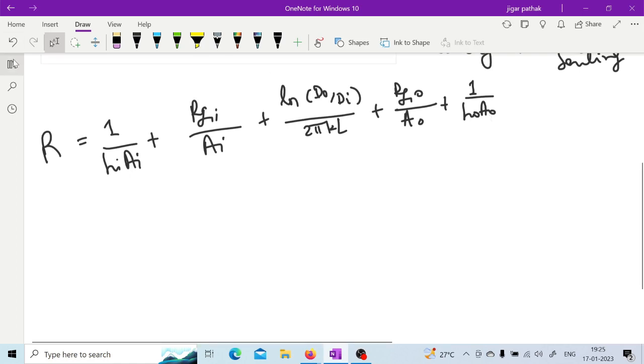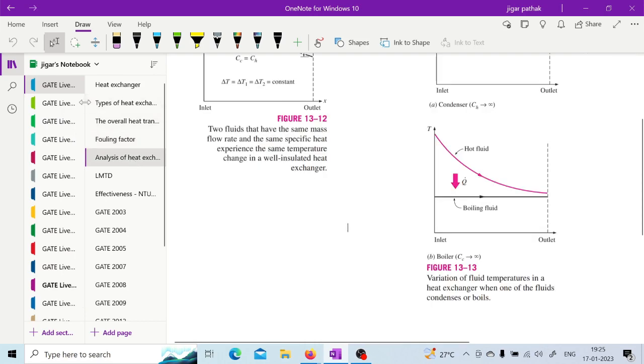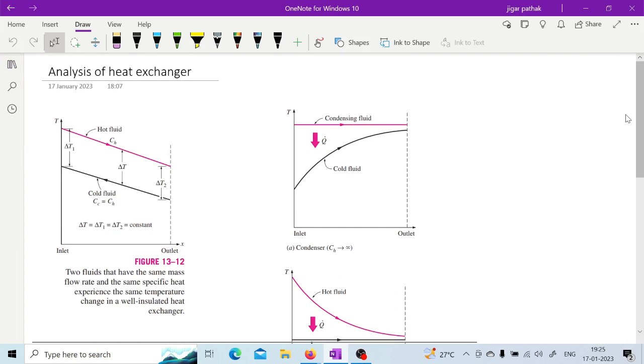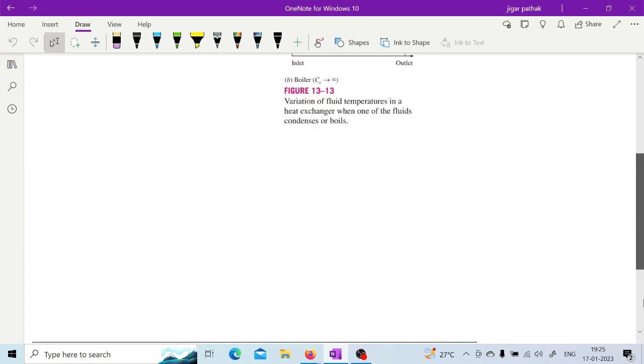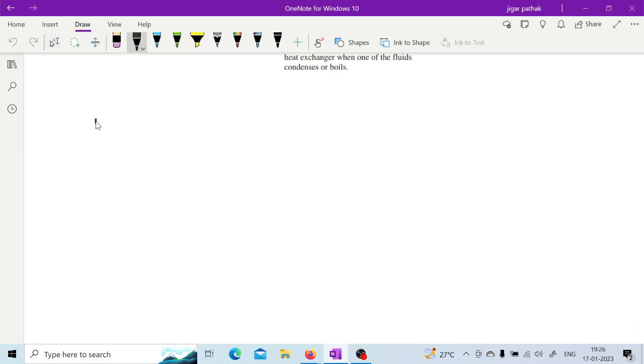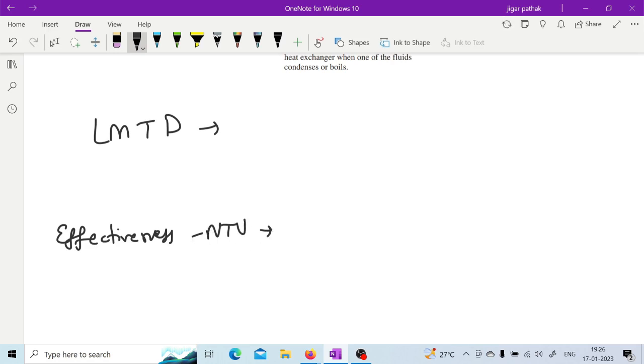So once you have an idea about this, then we can go to the analysis of heat exchangers. Before going to the graphs, first let us see what the analysis of a heat exchanger is. Generally two methods are used for analysis of heat exchangers, that is the LMTD and the effectiveness NTU method, right? These two methods are generally used for analyzing heat exchangers.